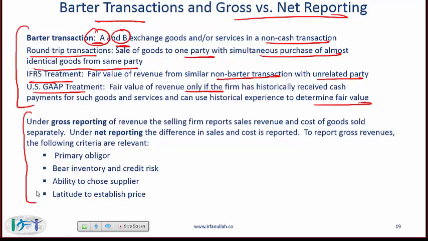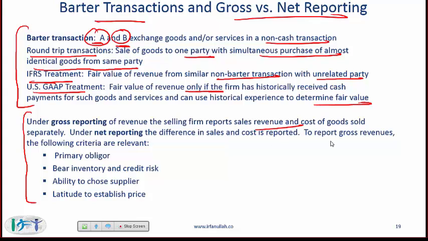Next point has to do with gross reporting versus net reporting. The classic example that you think of here is a travel agent. So a travel agent sells you tickets. Should they show gross revenue or net revenue? Under gross reporting of revenue, the selling firm reports sales revenue and cost of goods sold separately. Under net reporting, the difference in sales and cost is reported. If you take the travel agent example, it really doesn't make sense for them to show revenue based on the value of the tickets they sell you. It makes more sense for them to do net reporting, where the difference between the ticket and the cost to the travel agent is what is reported.